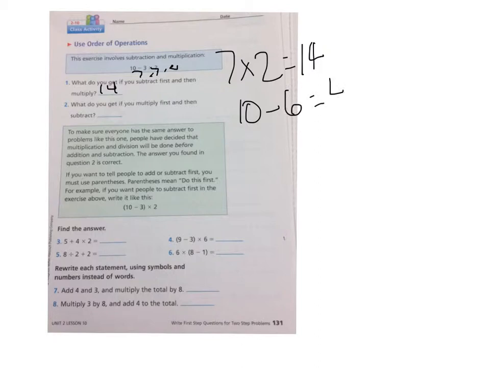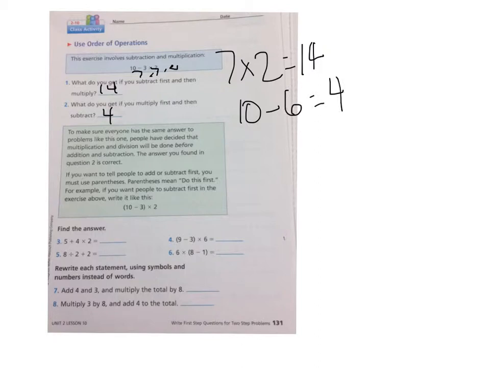So now we have this problem, and this exercise involves subtraction and multiplication. What do you get if you subtract first and then multiply? So we get 7 times 2, 7 times 2 equals 14, okay? But what do you get if you multiply first? Well, then we get 10 minus 6 equals 4.